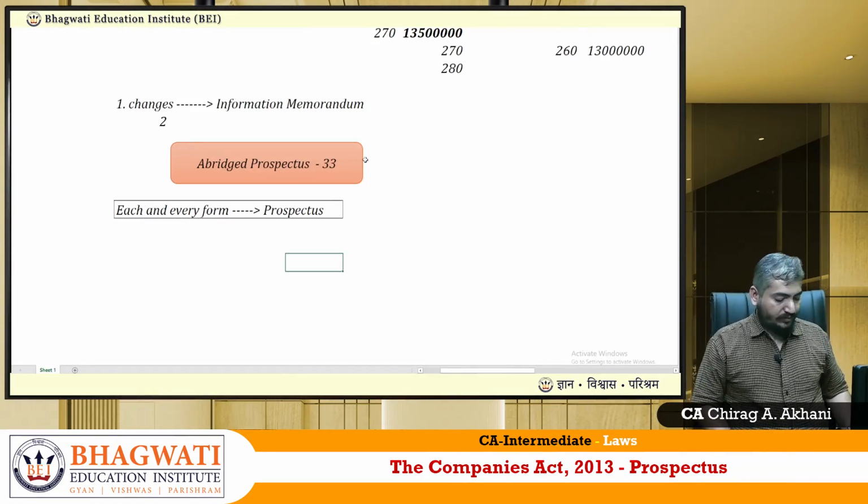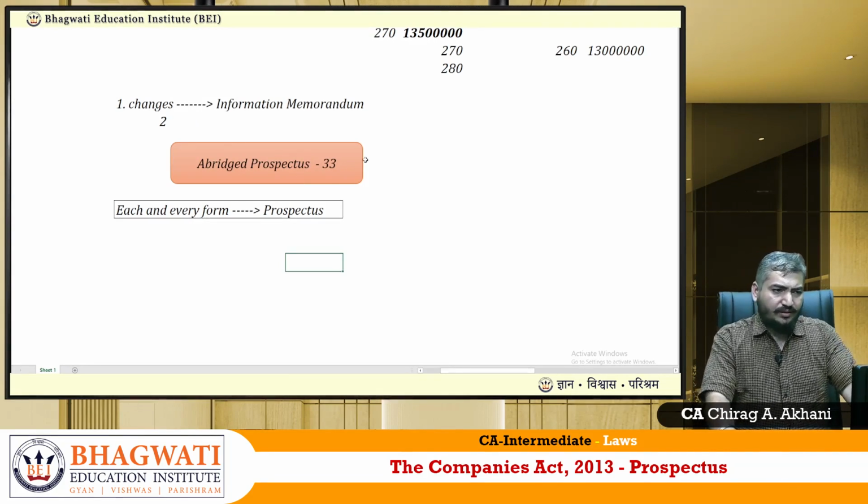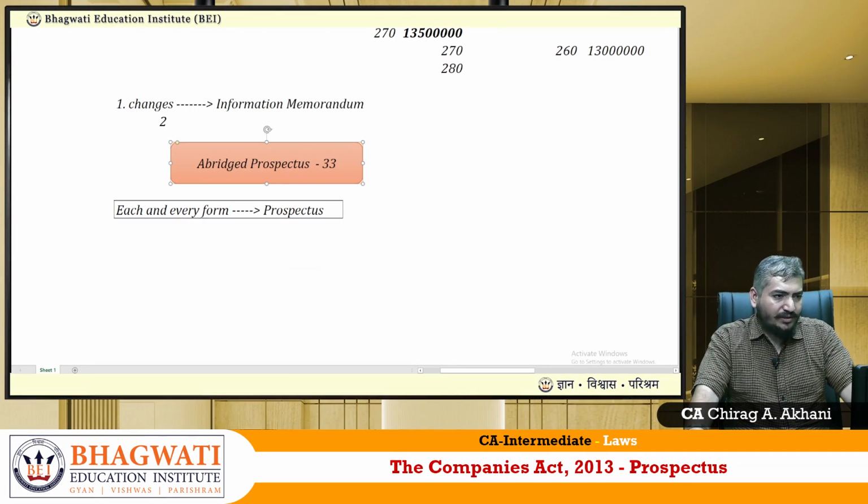Alright, I hope students you are clear with the abridged prospectus. Look, you don't need to struggle to memorize the contents here. Look, the title itself suggests what the contents should be. Abridged means nothing but the summary. So any prospectus which doesn't give the full particulars about the company, but just provides a summary of the significant details, such a document is known as an abridged prospectus.